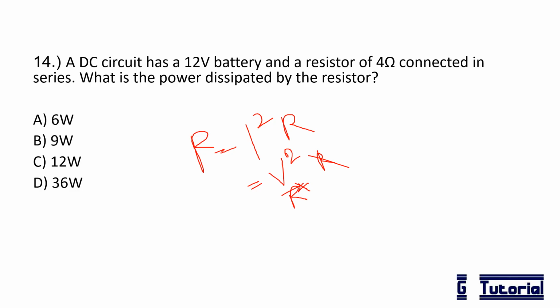Here we know that V is 12 and R is 4. So V square is 12 square, 144, divided by the value of R, which is 4. 144 divided by 4, 36 will be the answer. Power dissipated, the unit is watt. So 36 watt will be the answer.